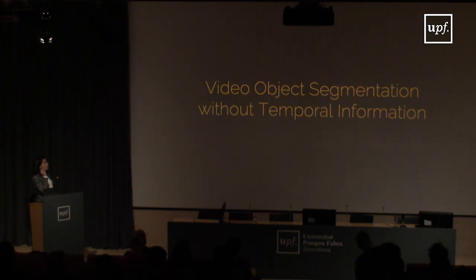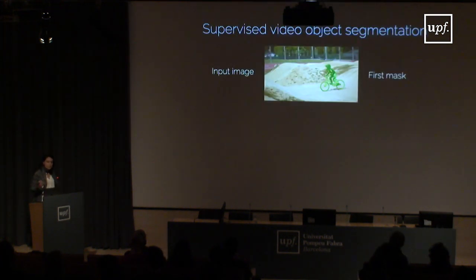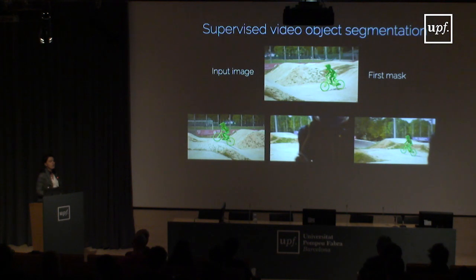So let me start with the first work that we did back in 2017. And that is about video object segmentation without temporal information. So in this case, we're working on the task of supervised video object segmentation. And this means that we have an input image and a given first ground truth mask. So we know actually which object we want to segment throughout the video. And the goal here is to find this object in the subsequent frames of the video.